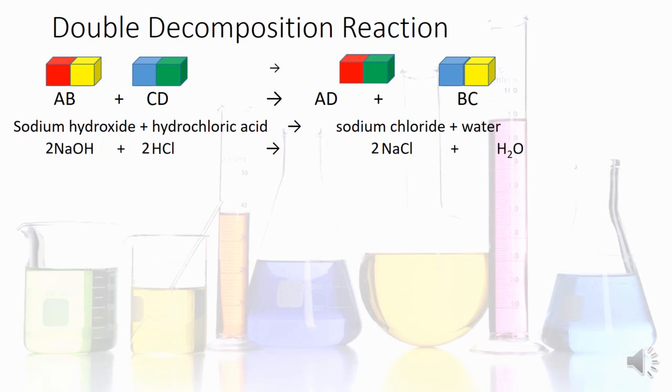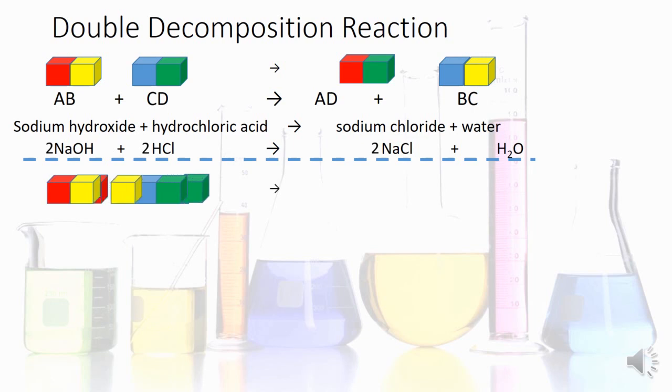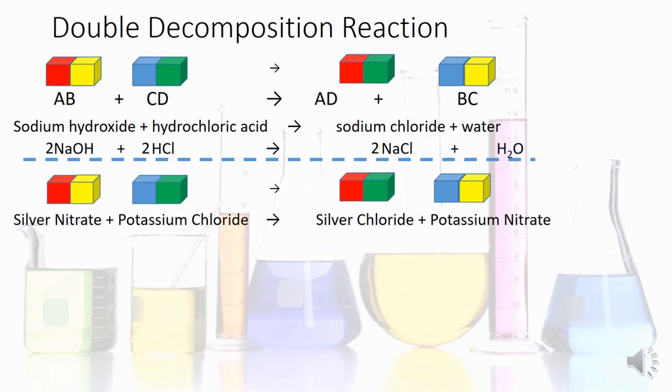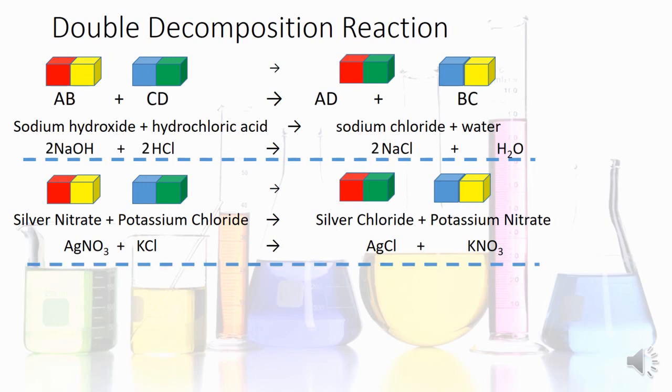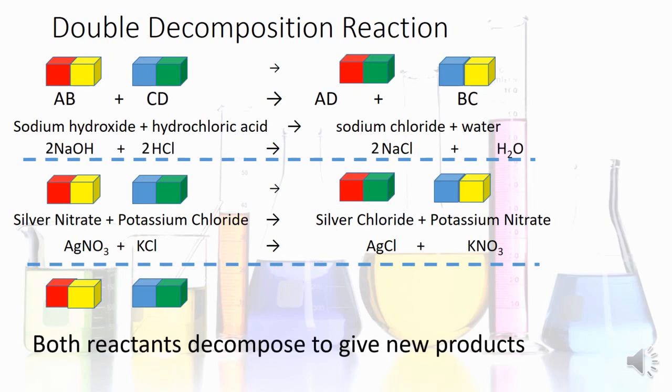This is also called a neutralization reaction. Let's take another example. Here we see silver nitrate reacting with potassium chloride to give silver chloride and potassium nitrate. In this case, a precipitate is formed. So here, to summarize, both reactants decompose to give two new products.